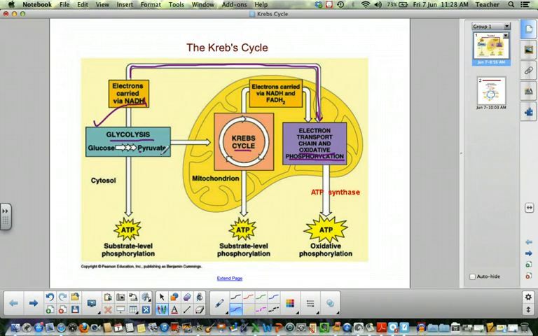The pyruvate that was generated during glycolysis is now going to move into the mitochondria as well, and it is going to be involved in the Krebs cycle to help generate a little bit more ATP, but more importantly, to help generate more electron carriers, NADH and FADH2, which are going to make the bulk of the ATP in oxidative phosphorylation. Okay? So, let's just quickly go over.